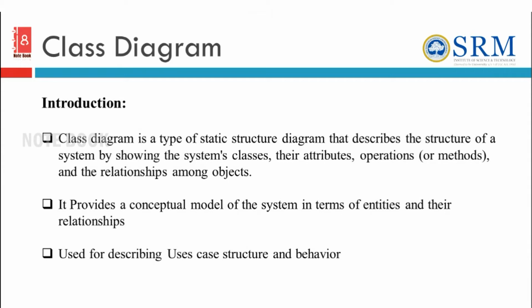It forms the static structure and describes the structure of a system. It describes the structure of the system by showing the system's classes, attributes and operations. Operations are nothing but methods or functions, and the relationships between the objects. It also provides a conceptual model of the system in terms of the entities and their relationships. It is used for describing the use case, structure and behavior.